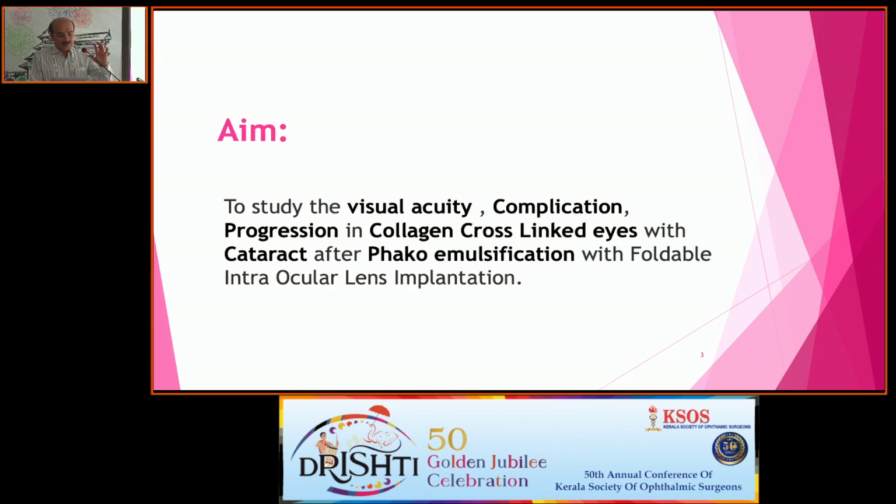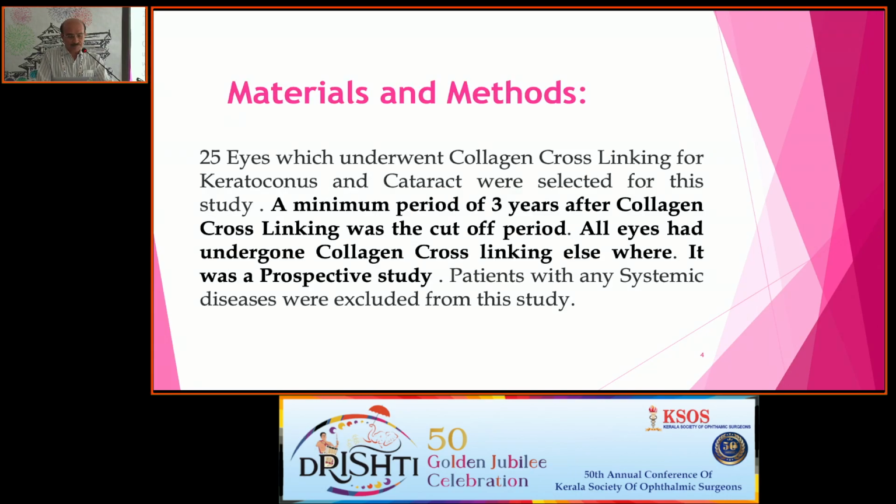The aim of the study is to study the visual acuity and complication progression in collagen cross-linked eyes with cataract after phacoemulsification with foldable intraocular lens implantation. 25 eyes which underwent collagen cross-linking for keratoconus and cataract were selected for this study. A minimum period of 3 years after collagen cross-linking was the cutoff period. All eyes had undergone collagen cross-linking elsewhere. It was a prospective study. Patients with any systemic diseases were excluded from the study.